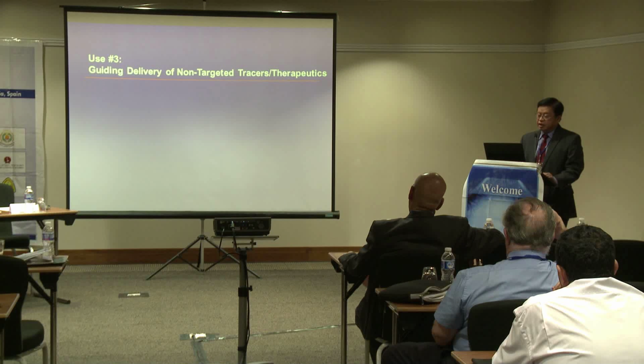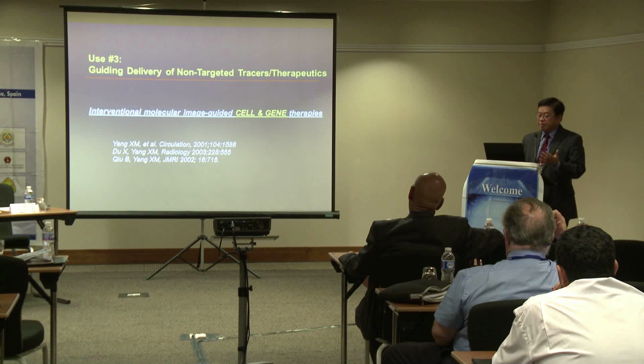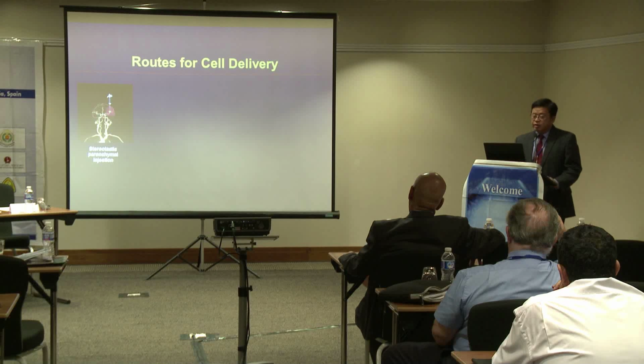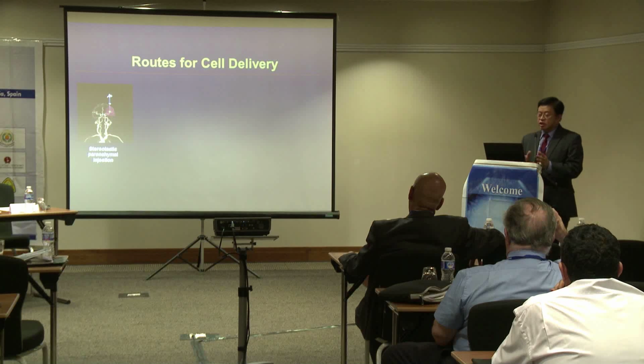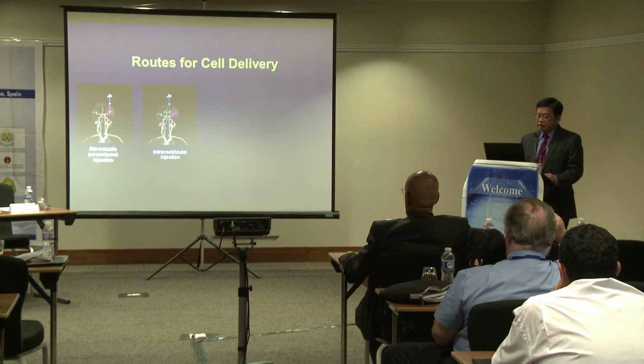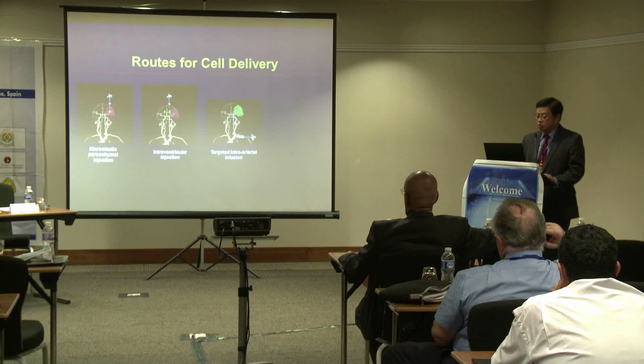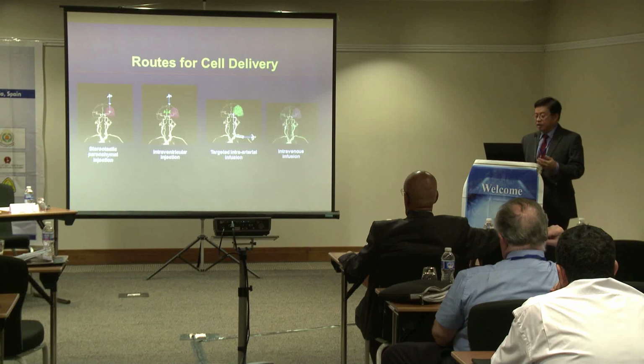Use number 3 is to guide the delivery of non-targeted therapeutics. Here we emphasize cell or gene therapies. For example, for the brain, we have different routes to deliver stem cells. We can do local injection, we can directly inject into the ventricles, and we can use a catheter to deliver the stem cells into the arteries, and of course we can also perform intravenous infusion.